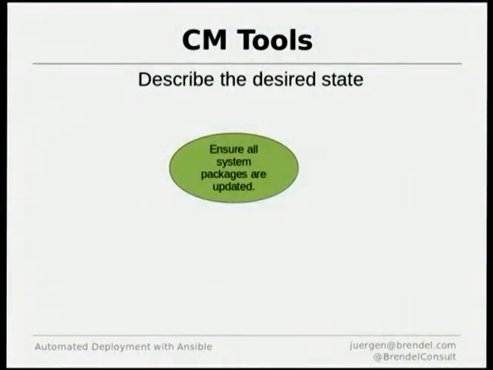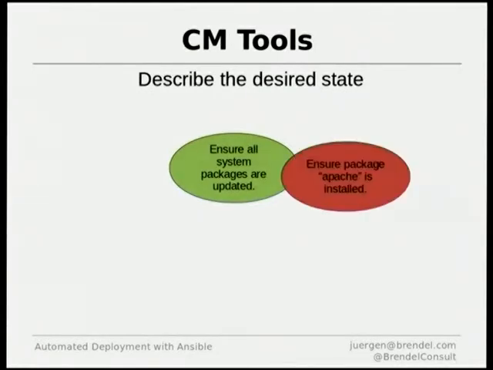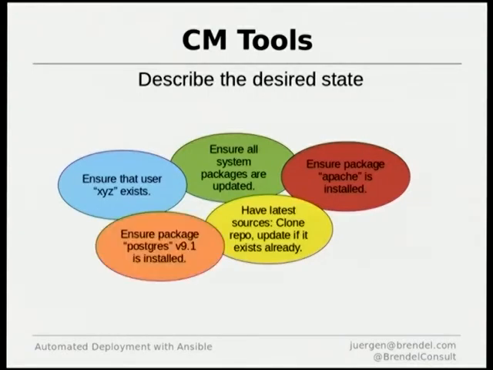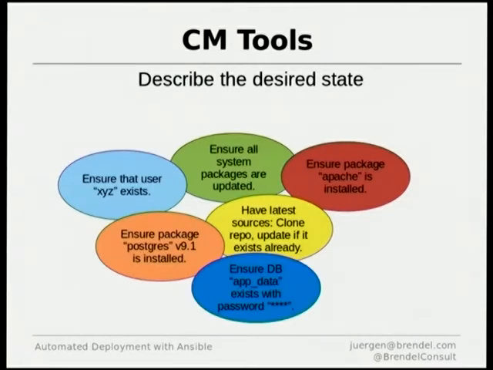Right, so configuration management tools differ from scripts because rather than explicitly telling what steps you should do, in configuration management tools you describe the desired state of the server. So you say, for example, ensure that all the system packages are updated. You don't say update them, you say just make sure they're updated. And you don't have to do anything if they are already updated, right? Same here with make sure Apache is installed and that this user exists and that you have your sources cloned from your repository. This version of Postgres and this database created.